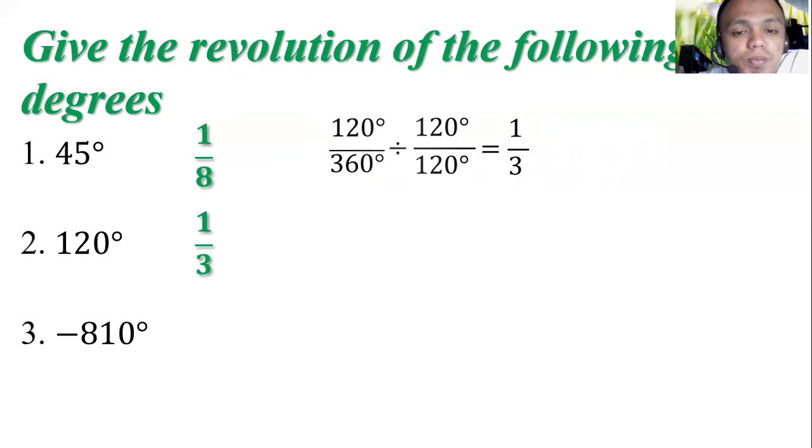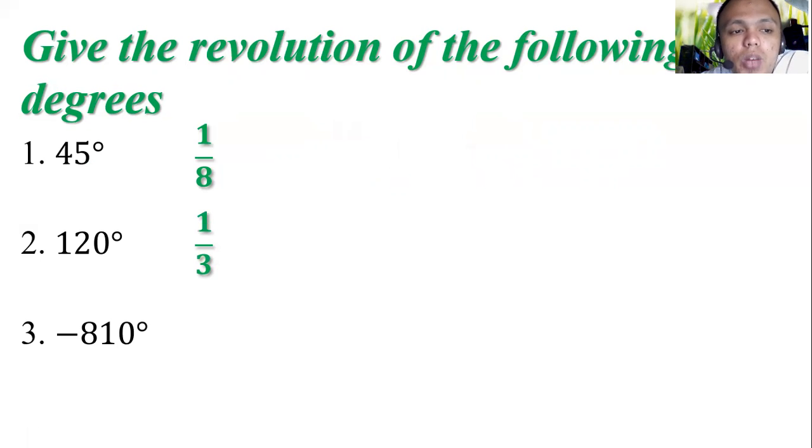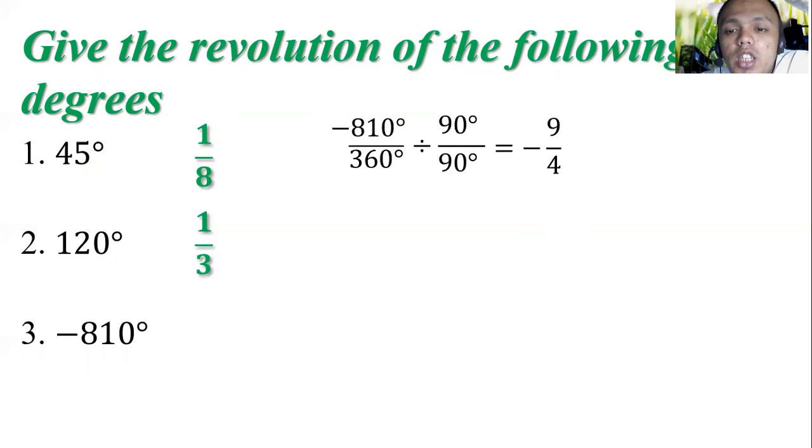How about number 3? We have negative 810 divided by 360 degrees. What is the common factor? 90. Negative 810 divided by 90 is negative 9, then 360 divided by 90 is 4. So we have negative 9/4 revolution.